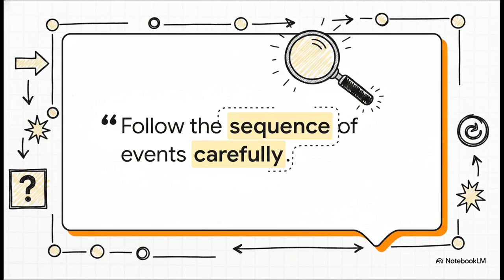So, how do you beat it? Well, the crucial point is captured right here, in this quote from the source material. Follow the sequence of events carefully. To nail those test questions, you really have to trace the timeline. If they ask for the cause, you've got to trace the sequence backward from the event to find the core reason. If they ask for the effect, you trace the timeline forward from an action to pinpoint its ultimate outcome. Mastering the sequence, that is exactly how you master the logic.